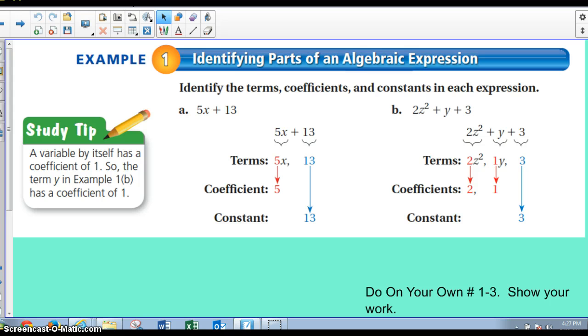Example 1. First, let's look at the study tip. A variable by itself has a coefficient of 1. So the term y in example 1b has a coefficient of 1. Let's take a look at example 1. Letter A, 5x plus 13. In this one, all they want you to do is identify the terms, coefficients, and constants in each of the expressions.